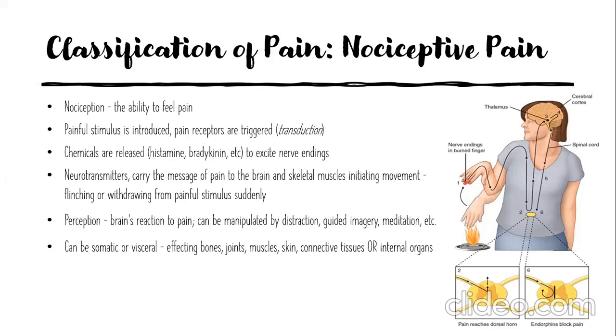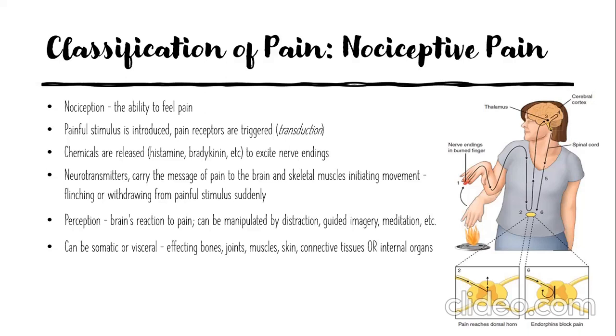Okay, so there are 2 types of pain. There's nociceptive and there is neurologic pain. Nociception is a term to describe basically just the ability to feel pain. What's happening in the nociceptive process is you have a painful stimulus introduced.